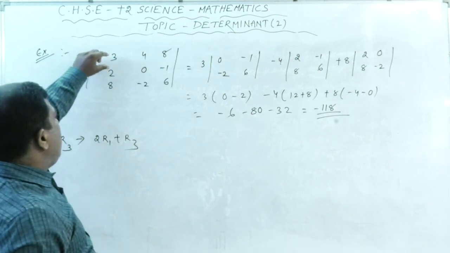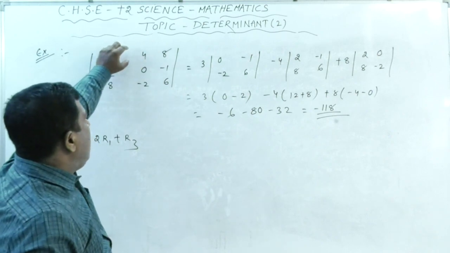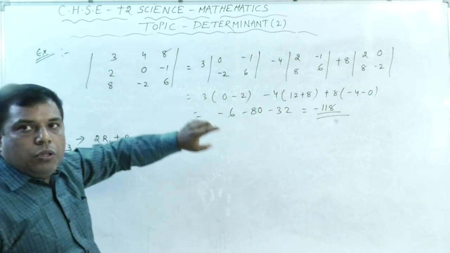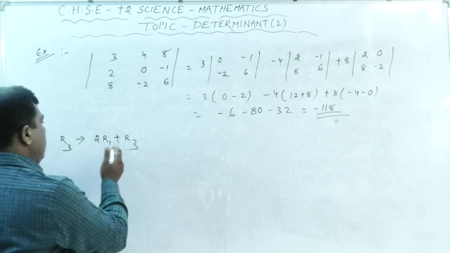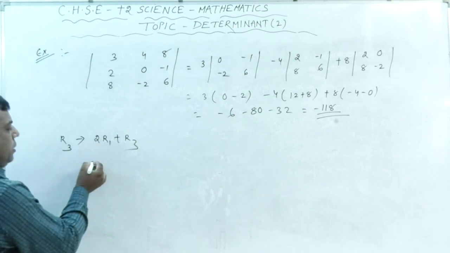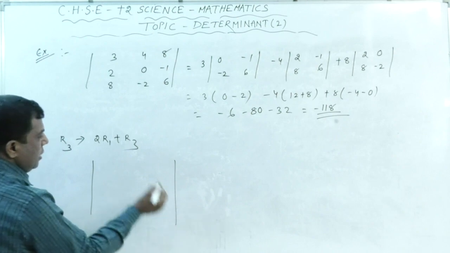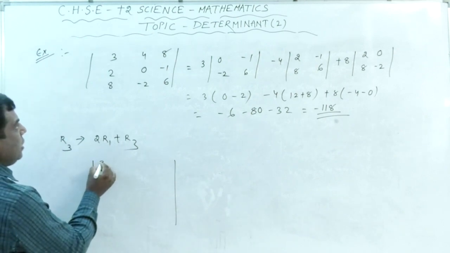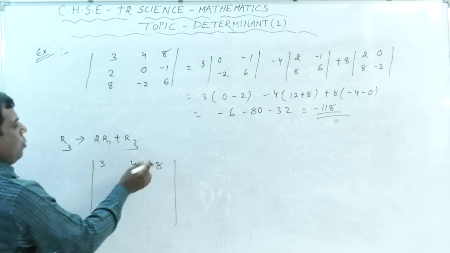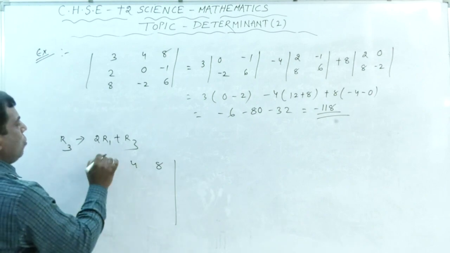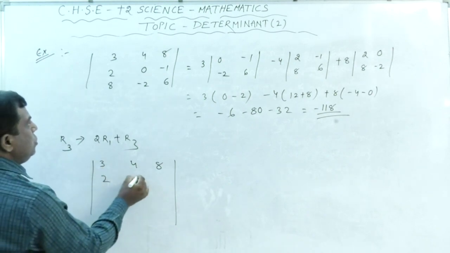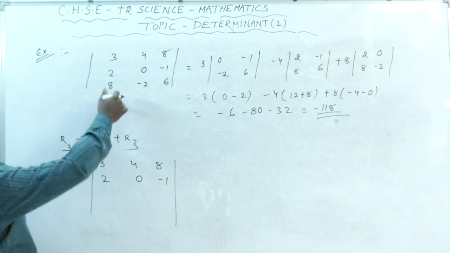He or she multiplied 2 with row 1 and added it to row 3. So the new form of the determinant, after the algebraic calculation, is 3, 4, 8, because row 1 is not changed, row 2 is not changed, it is 2, 0, minus 1, and row 3 is changed.